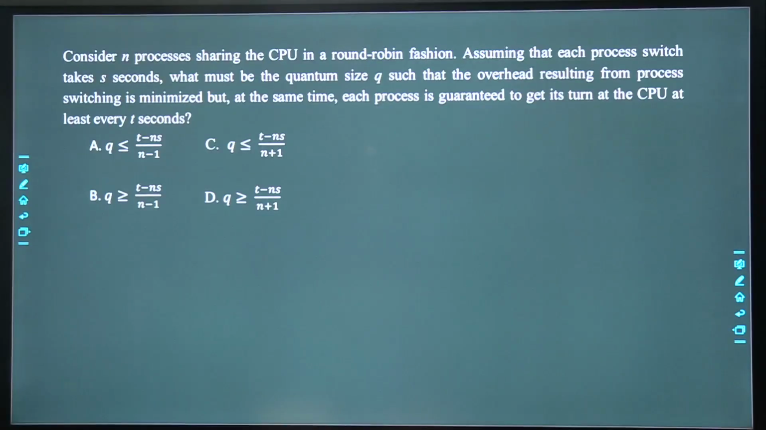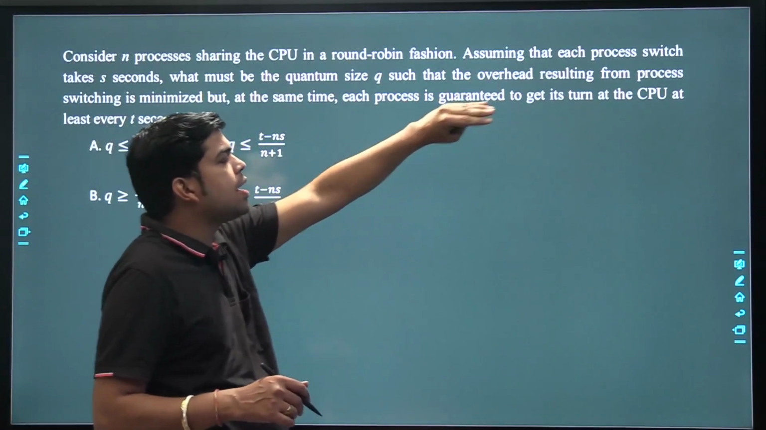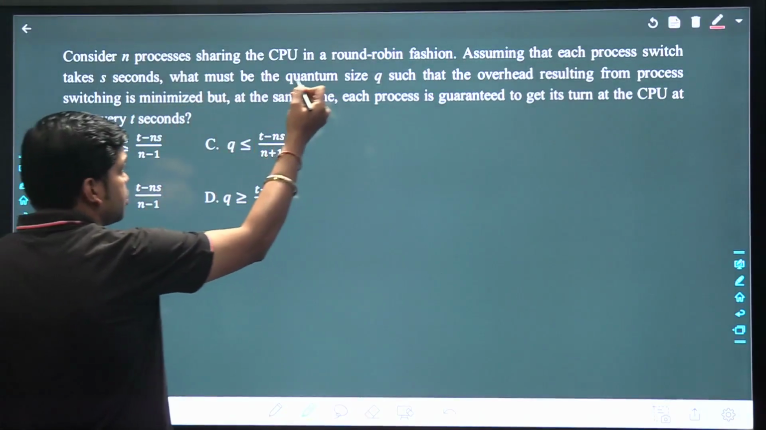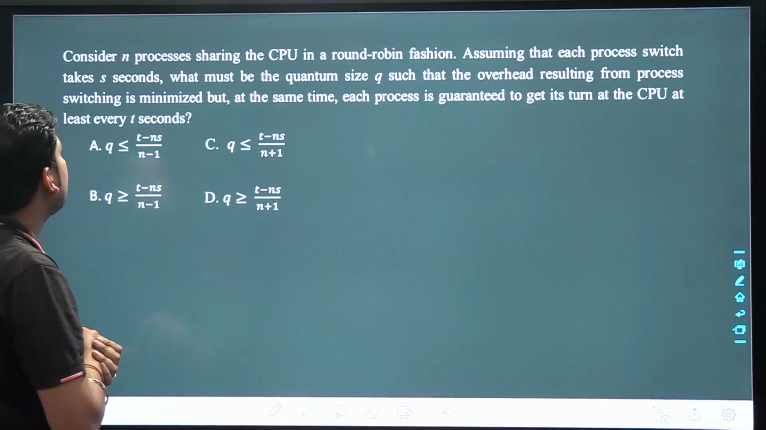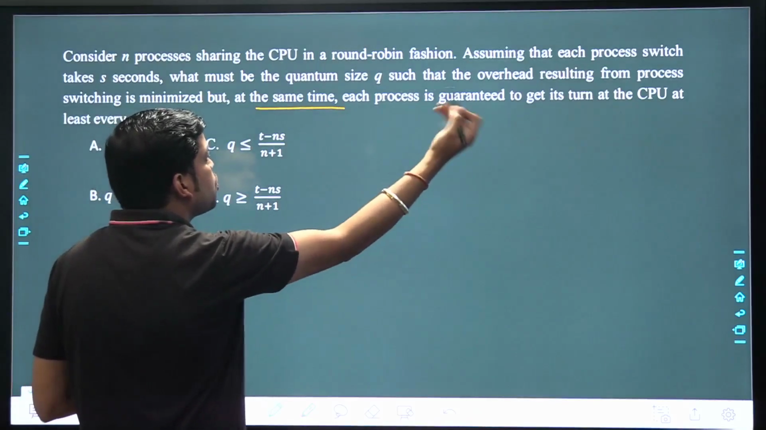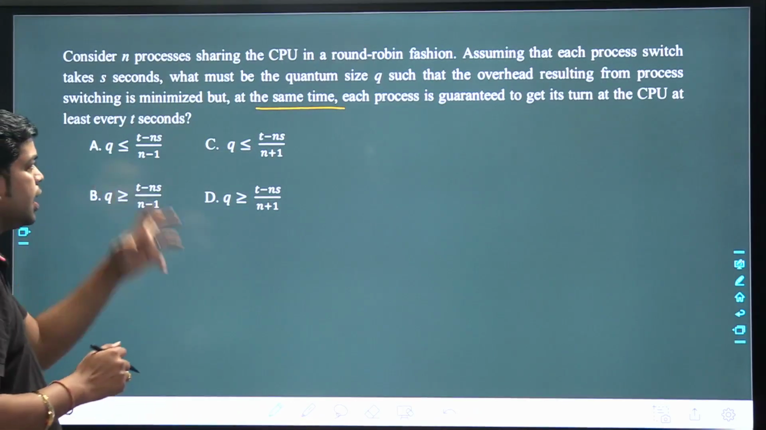Now next question is, consider n processes sharing a CPU in round robin fashion. Assume that each process switch takes s seconds. What must be the quantum size q such that the overhead resulting from the process switching is minimized, but at the same time each process is guaranteed to get its turn at the CPU at least every t seconds.